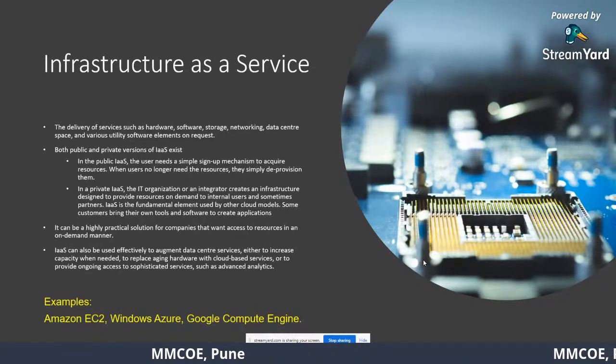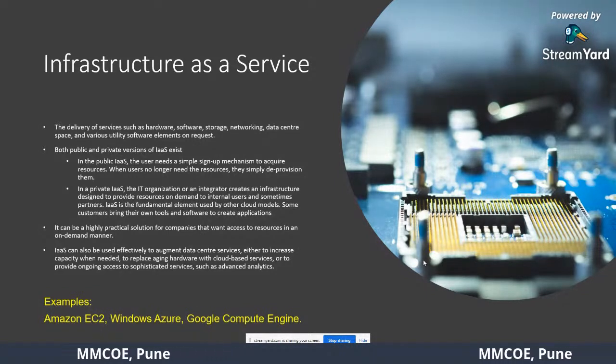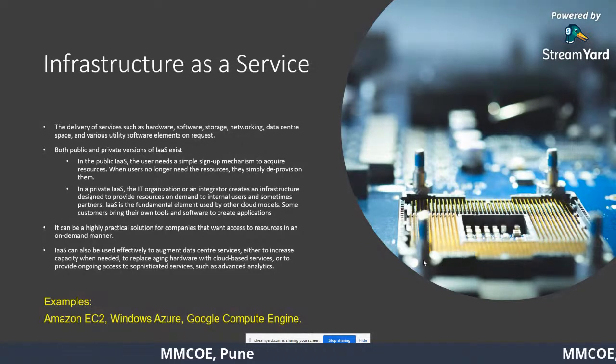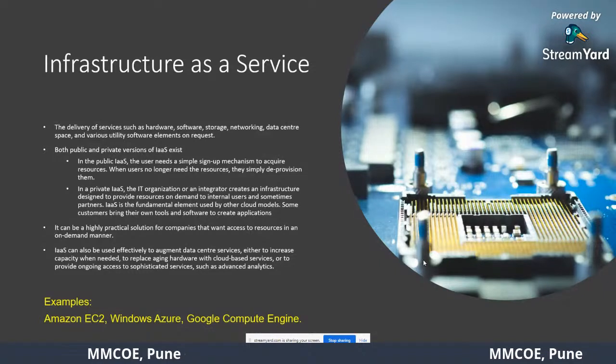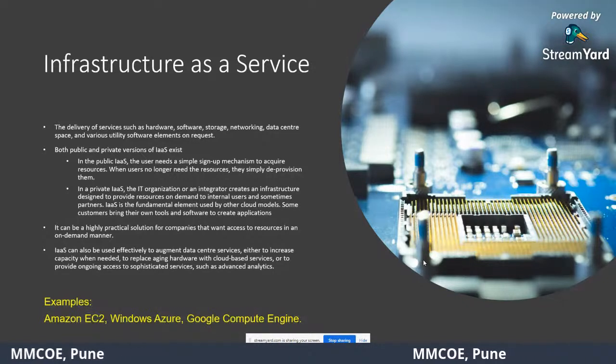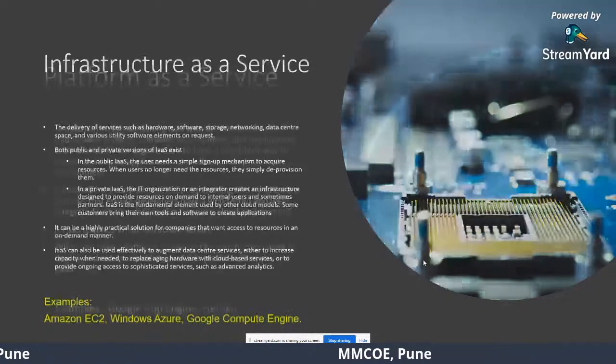Infrastructure as a service, as I mentioned in the previous slide, is needed when an organization is looking for hardware, software, storage, networking, data center space. So you can see this particular example of infrastructure as a service: Amazon EC2, Windows Azure, Google Compute Engine. These are some of the examples of infrastructure as a service.